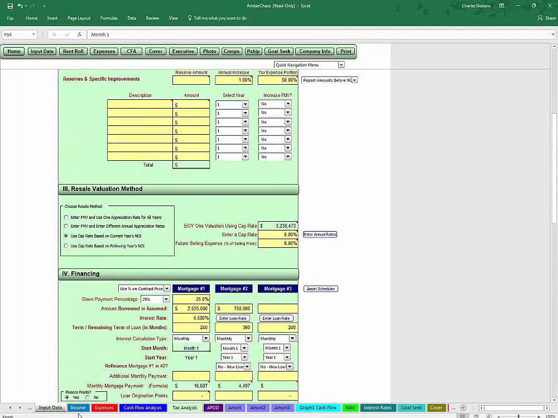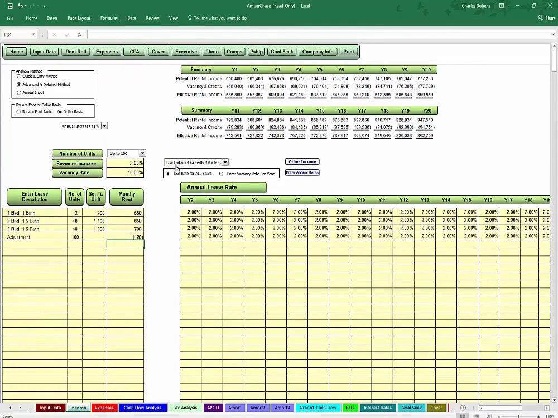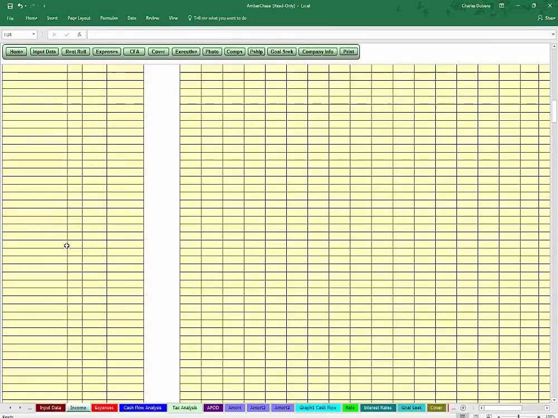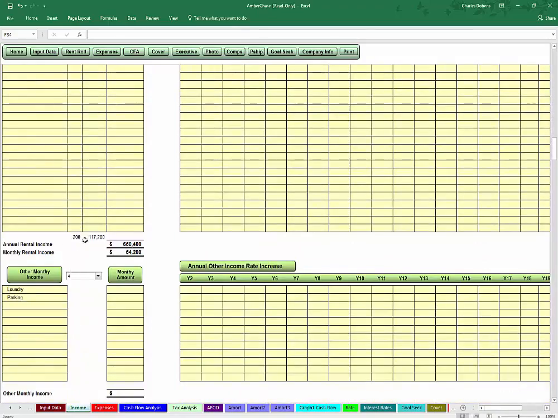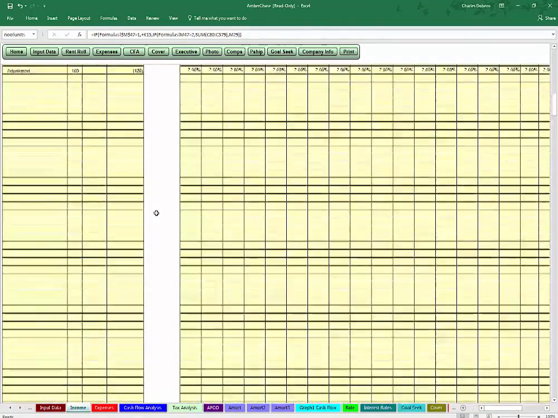Now what I do is I jump over to the income, and this is where we go a little bit off the reservation. Let me show you. It's a 100-unit property, right? Wait a minute. Hold on a second here. How many units do we have in here? 200-unit property? Something's wrong. I thought you said it was a 100-unit property.